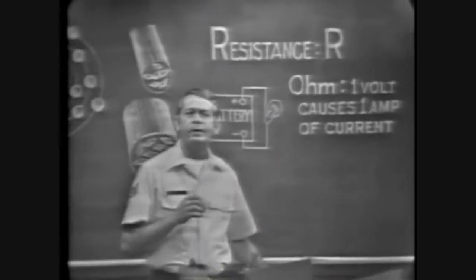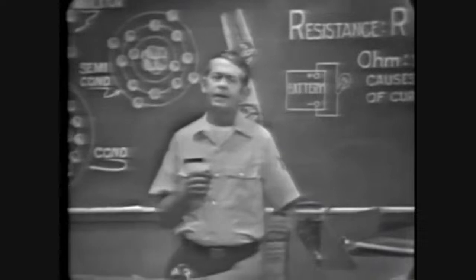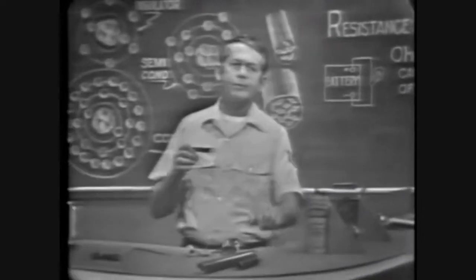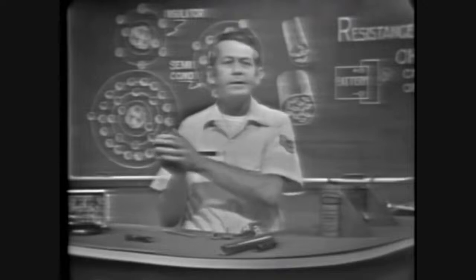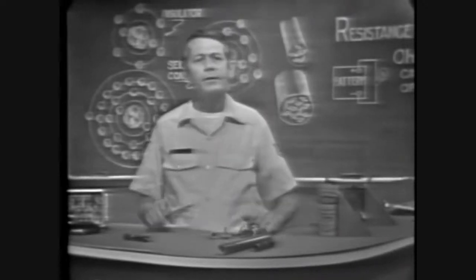Now, to provide the various resistances needed in electronics, devices with specific ohmic values have been developed. These devices are called resistors, and basically they're semiconductor materials. By semiconductor material, I mean that they are not a good conductor, and they're not a good insulator. They exhibit characteristics between these two.